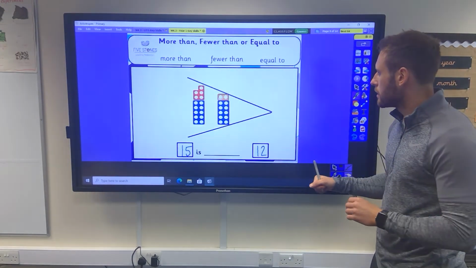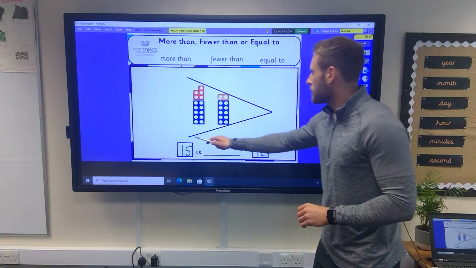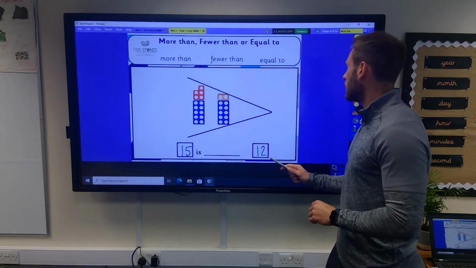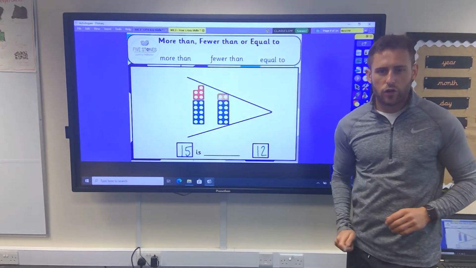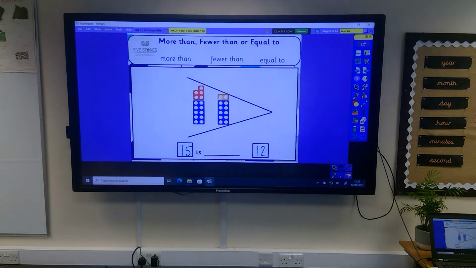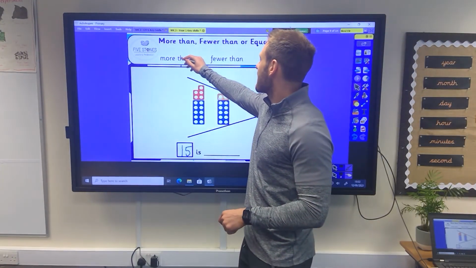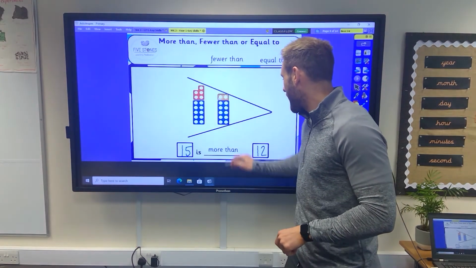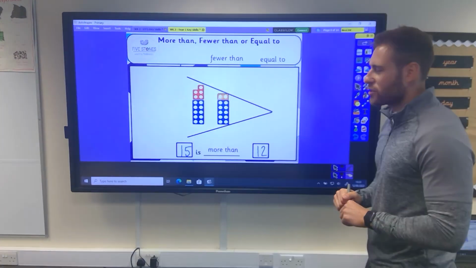So now we need to figure out whether 15 is more than 12, 15 is fewer than 12, or whether 15 is equal to 12. Off you go, which one? Which one do you think it is? Yes, it was 15 is more than 12.